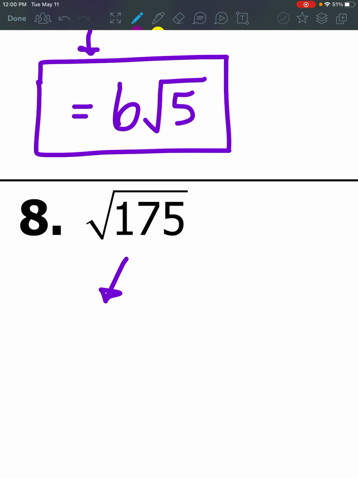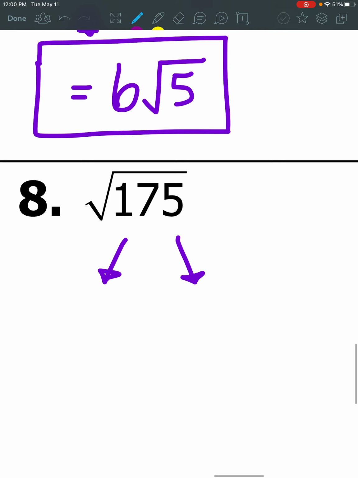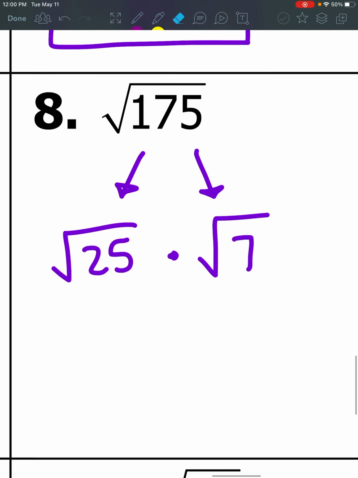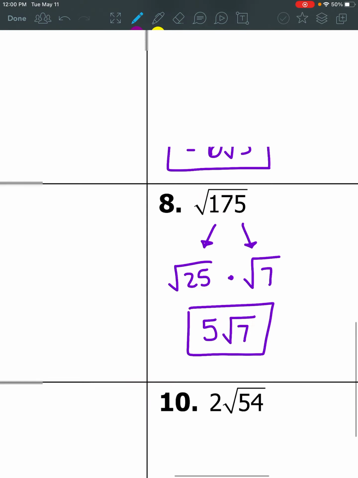175, so I know 25 goes into it, and I know 25 is a perfect square. So it'd be 25 times 7, and an easy way to check to make sure you got the biggest perfect square factor is to look at the other factor, the square root of 7. Or that factor of 7, it's prime, so we can't break 7 down any further. So I know that I found the largest perfect square. So square root of 25 is 5, and then leave square root of 7.